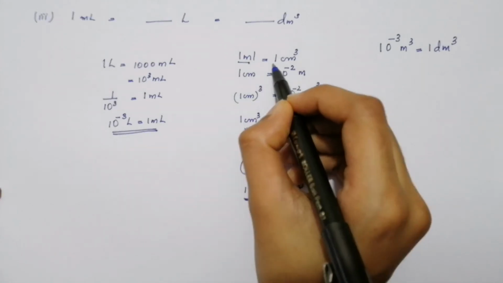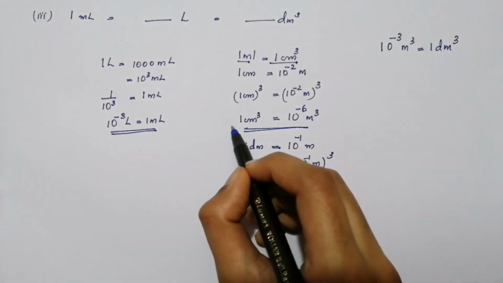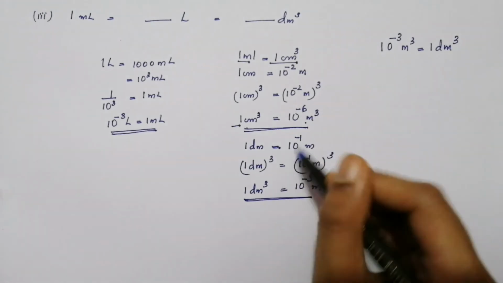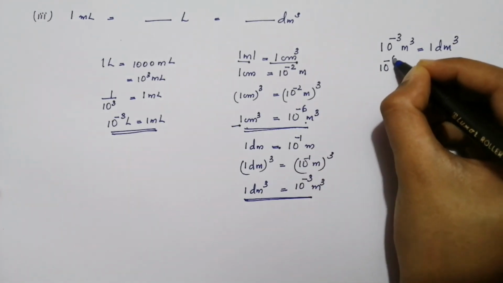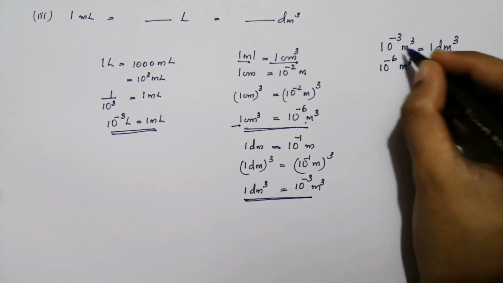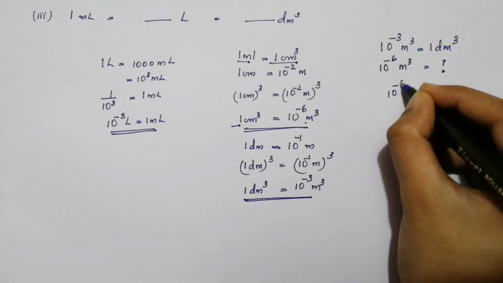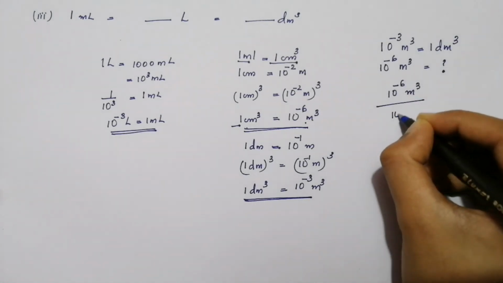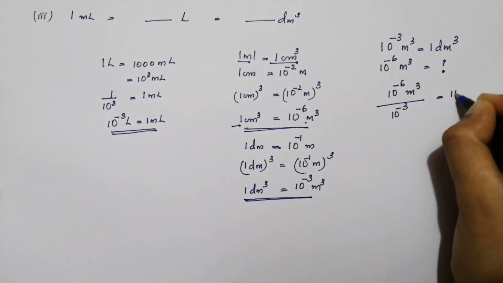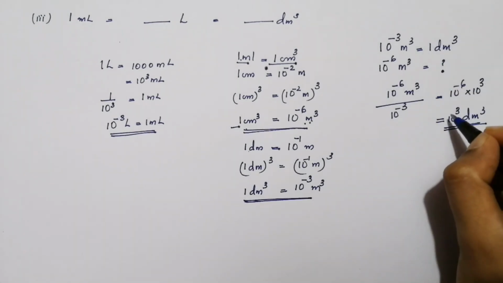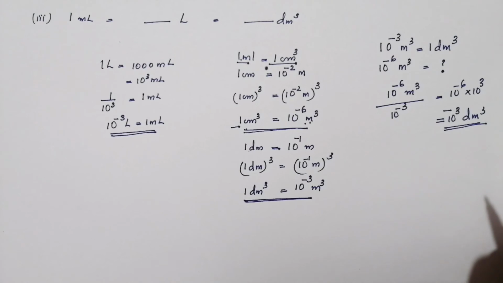1 milliliter is equal to 1 centimeter cube, and this 1 centimeter cube is equal to 10 power minus 6 meter cube. So we have to calculate for 10 power minus 6 meter cube is equal to how much decimeter cube. Again, let's do the cross multiplication. So we get 10 raised to minus 6 meter cube divided by 10 power minus 3. So we get 10 power minus 6 into 10 power 3, that this 3 is going up, so it becomes positive. Solving this, we get 10 power minus 3 decimeter cube.